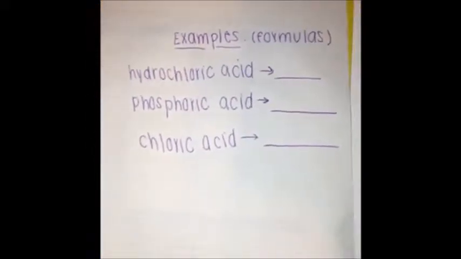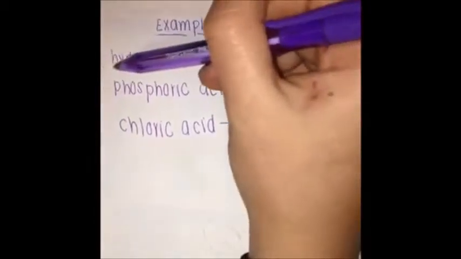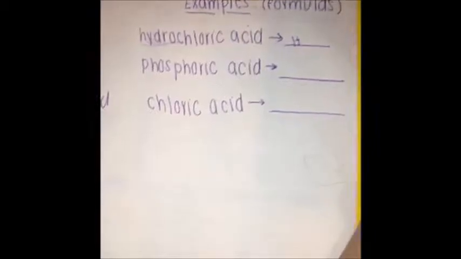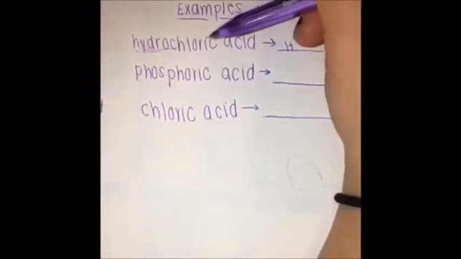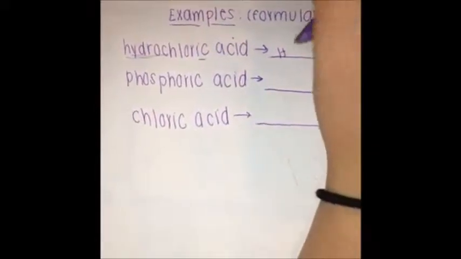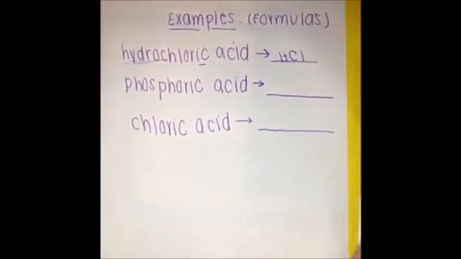Now to name into formulas, you see the prefix hydro, so you know that that means that it will simply have two elements. And looking at the front of the periodic table, you know that it is chlorine, and adding IC, which means it is HCl.